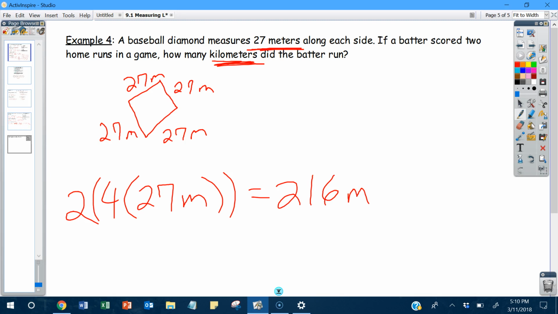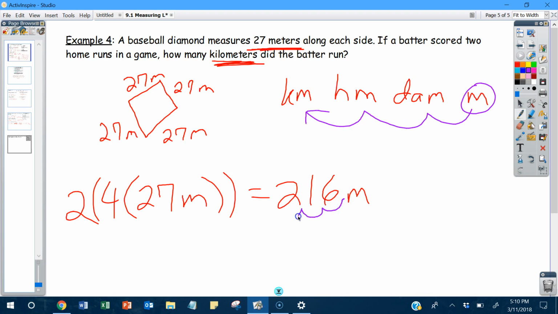So the question is, how many kilometers did the batter run? Well, let's see. If I use my mnemonic, I got kilometers, I got hectometers, and I got decameters, and I got meters. If I want to go from meters to kilometers, I'm going 1, 2, 3 to the left. So I'm moving my decimal 1, 2, 3 to the left, and my answer to this question is 0.216 kilometers. So not a terribly hard thing to figure out, but you might see some word problems where you kind of got to work within your context, but then answer the question by converting to a context that's more understandable maybe. So yeah, that's it.